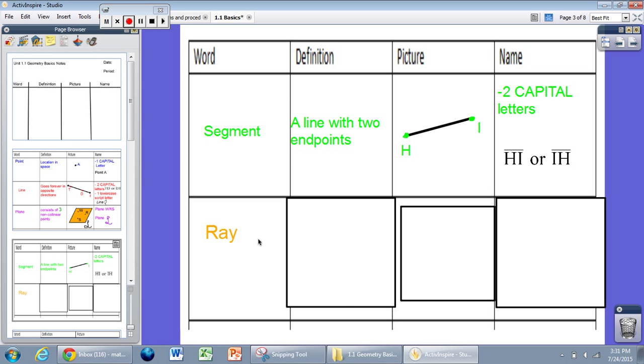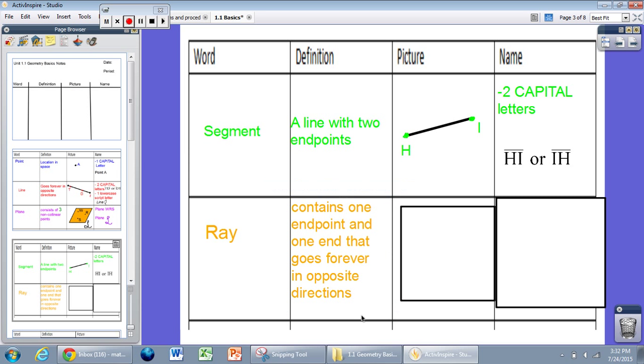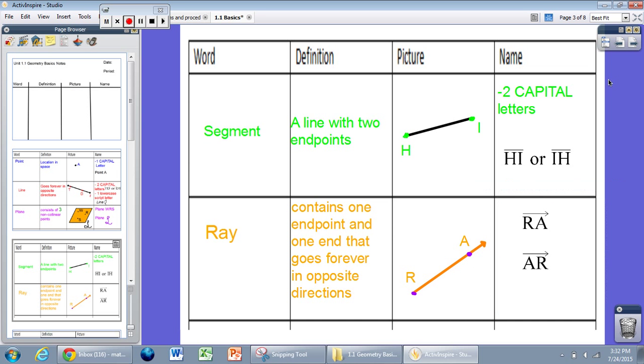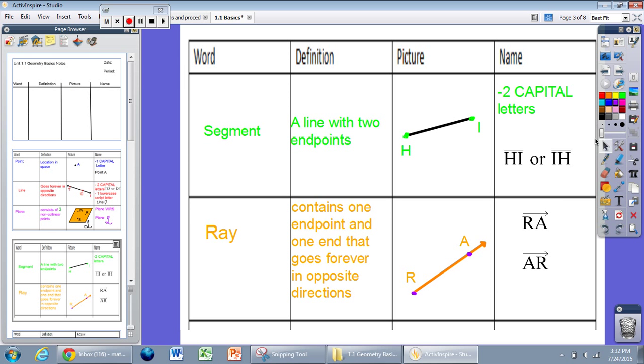We also have a ray. A ray is what would happen if a line and a segment got together and had a child. And the reason why I say that is because it has one endpoint and one end that goes forever in the other direction. So it looks like this. Here's my endpoint, and here is my forever end. And now actually with this one, you only can pick one of these to name it, and there's only one that's correct.